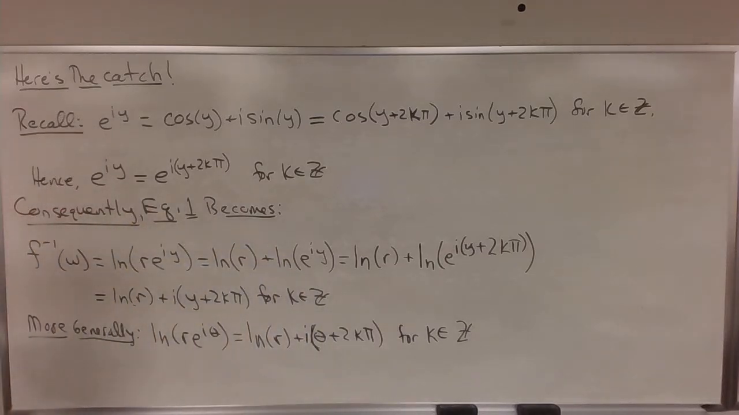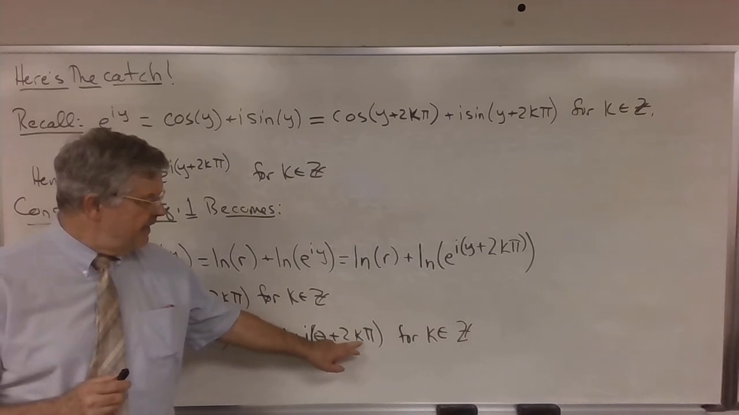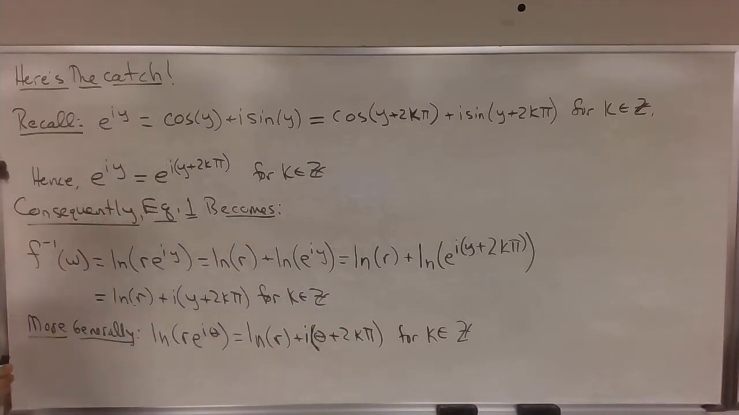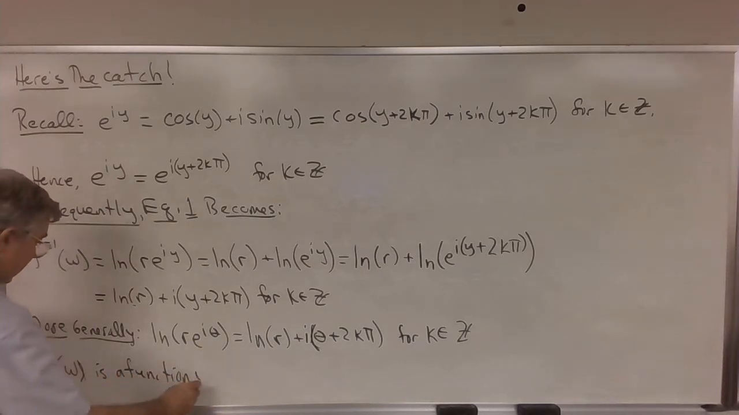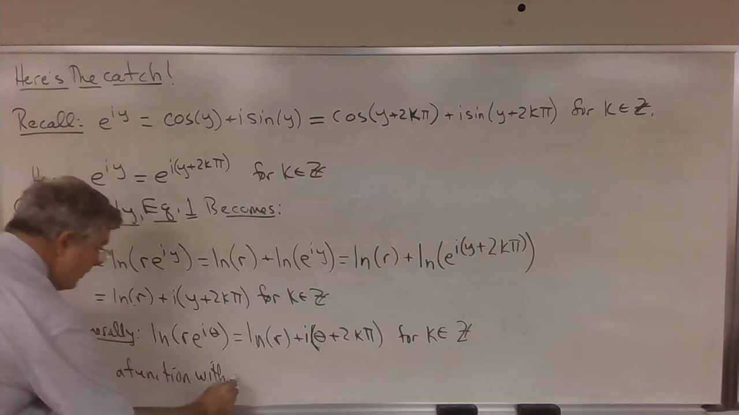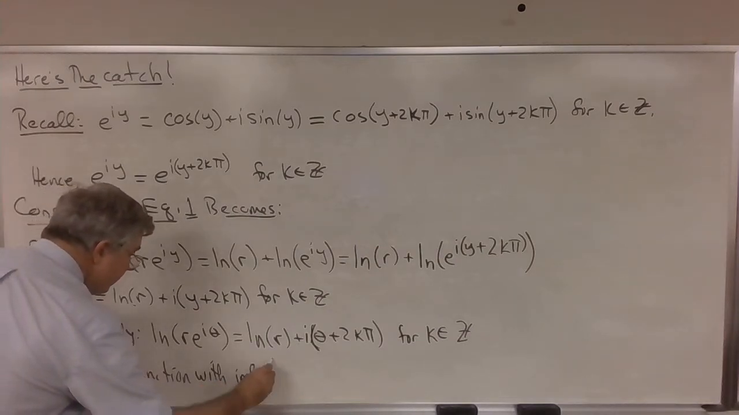And let's see. This will work for any value of k that's an integer. So, essentially, the natural log of w is a function with infinitely many branches.